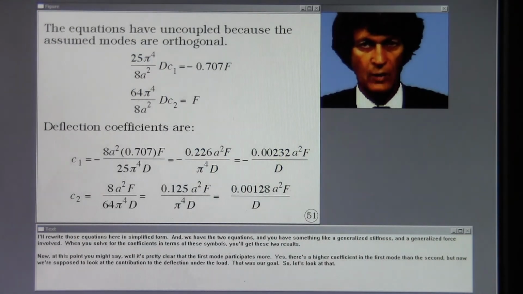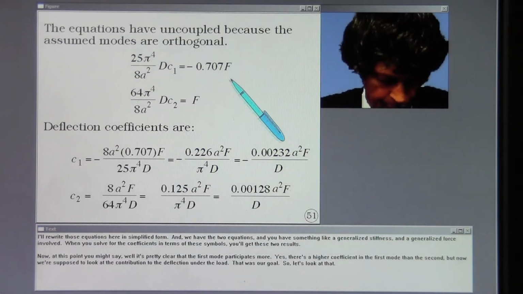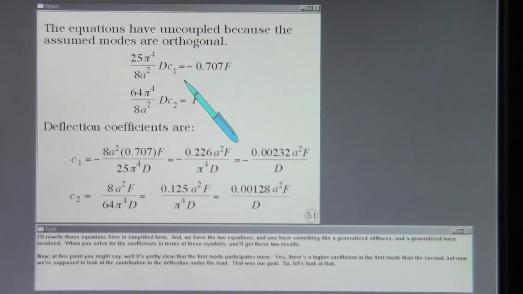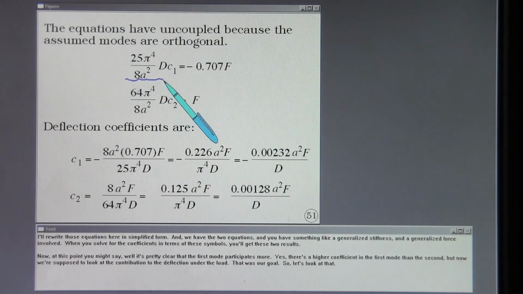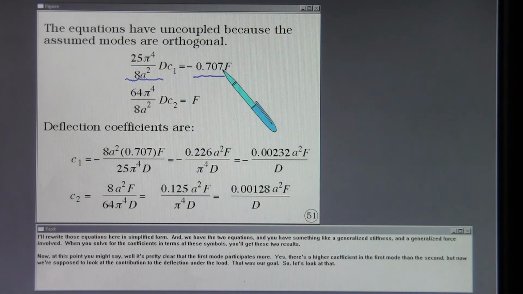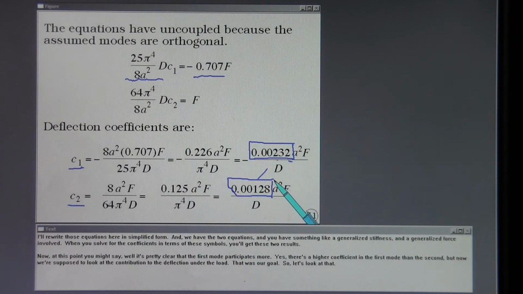I'll rewrite those equations here in simplified form. And we have the two equations, and you have something like a generalized stiffness and a generalized force involved. When you solve for the coefficients in terms of these symbols, you'll get these two results. Now, at this point you might say, well, it's pretty clear that the first mode participates more. Yes, there's a higher coefficient in the first mode than the second, but now we're supposed to look at the contribution to the deflection under the load. That was our goal. So let's look at that.